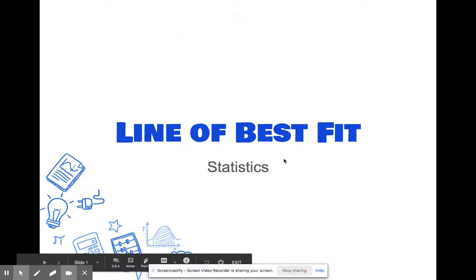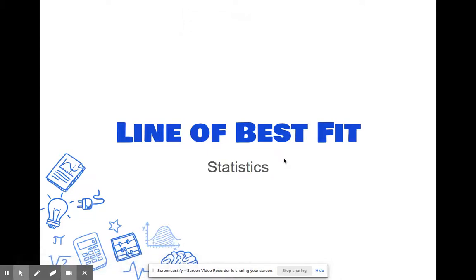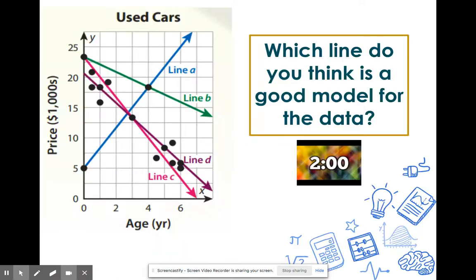So today we're going to be learning about line of best fit. Yesterday you learned about correlation. If you don't remember anything about correlation, go to yesterday's folder on the 1st of February and watch those videos to make sure you have a clear understanding, because knowing correlation is going to help you better understand line of best fit. All right, let's get into it.